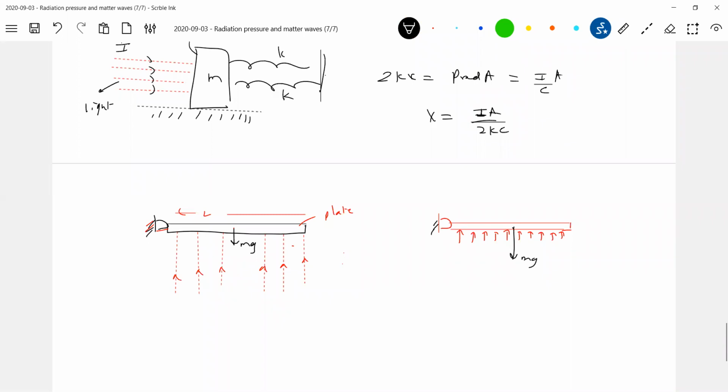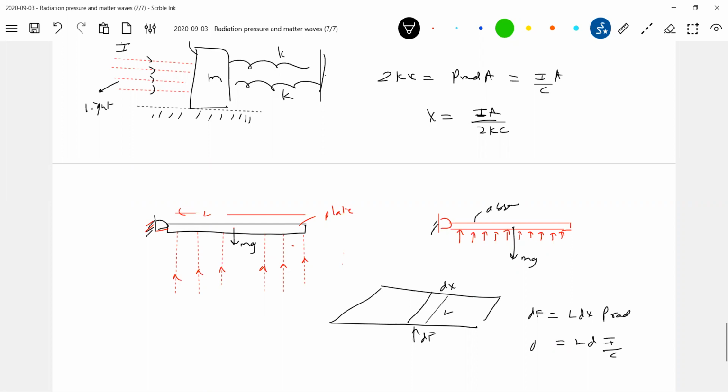Then you take a small strip on the plate. Let the force acting here be df. Let this be dx, and this is L. Calculate the force acting on this. df is equal to L dx into radiation pressure. Let it absorb. What is the radiation pressure? L dx I by C. This will set up a torque.